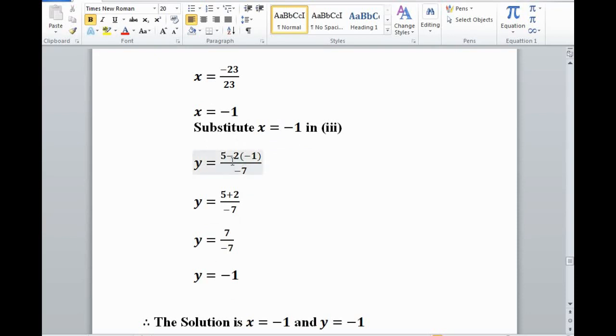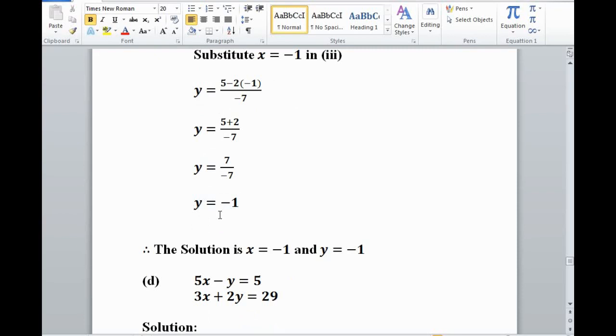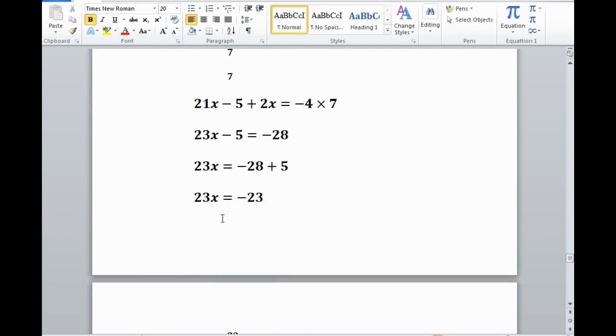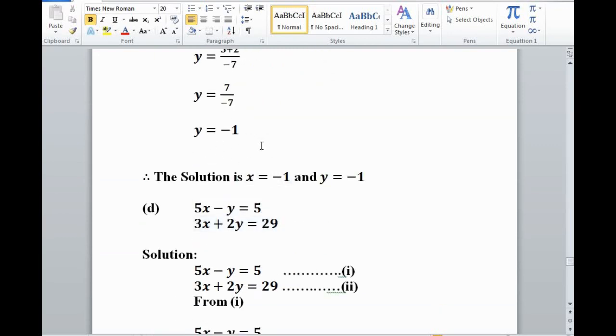Next step is to simplify by taking the product of negative 2 and negative 1. So the product is positive 2. So 5 plus 2 over negative 7. 5 plus 2 is 7 upon negative 7. So if you divide 7 by negative 7, it gives us negative 1, and y equals negative 1. So the solution set is x equals negative 1 and y equals negative 1. So these two values of x and y are true for the given equations, equation 1 and equation 2.